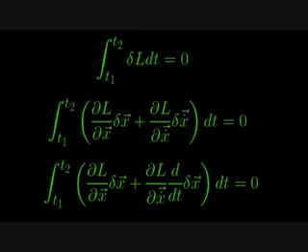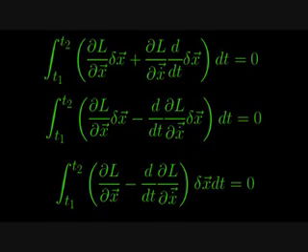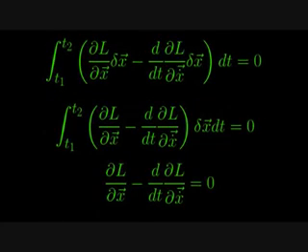As shown below, the variation in the velocity is equal to the time derivative of the variation in position. As we will also show below, we can integrate the second term by parts to move the time derivative around and pick up a minus sign. Next, factor out the variation in position. The only way for the integral to be 0 is to force the term in parentheses to be 0, because the variation in position is arbitrary. This is the Euler-Lagrange equations.